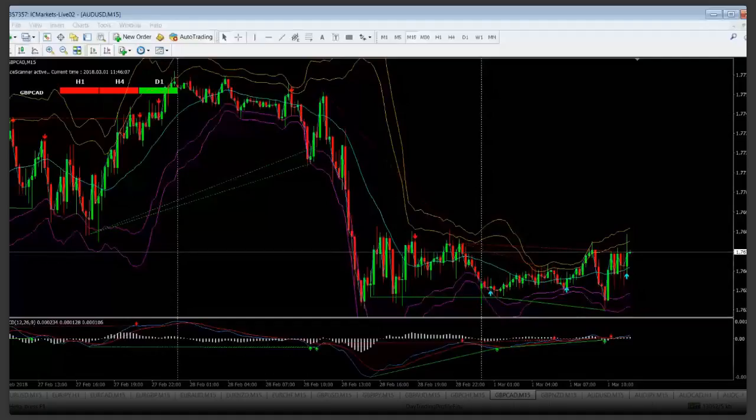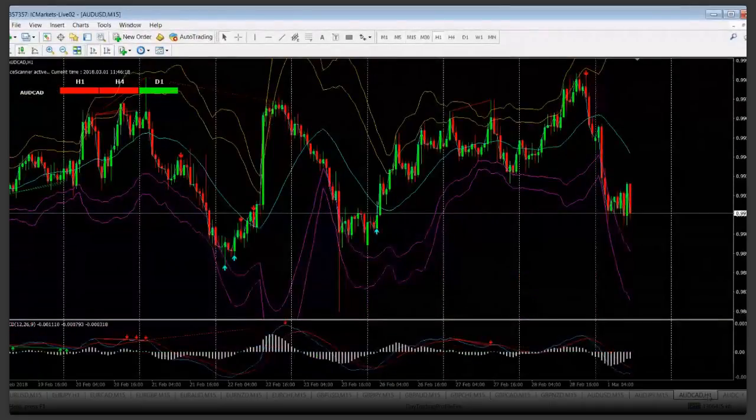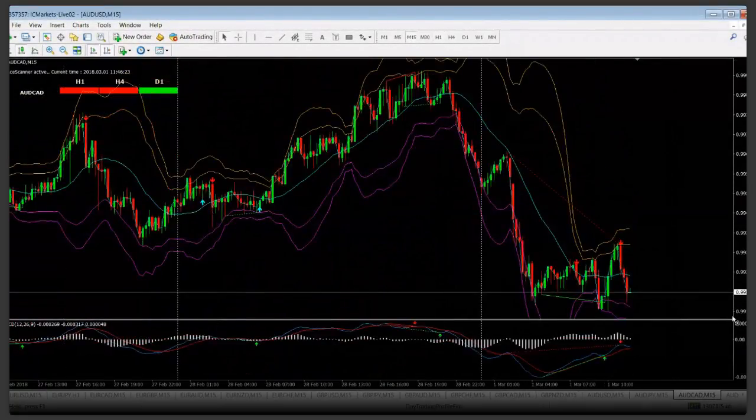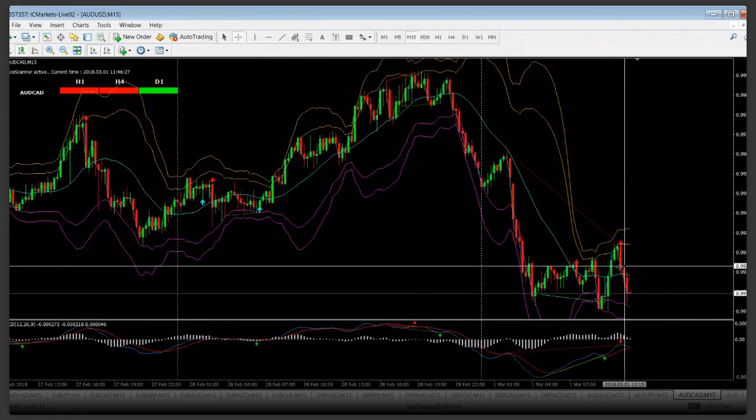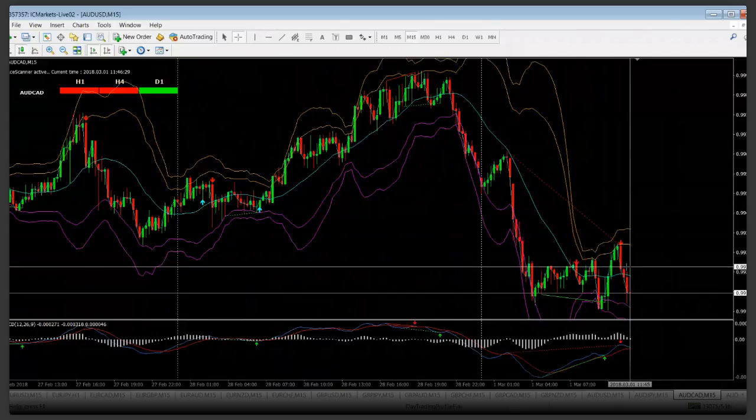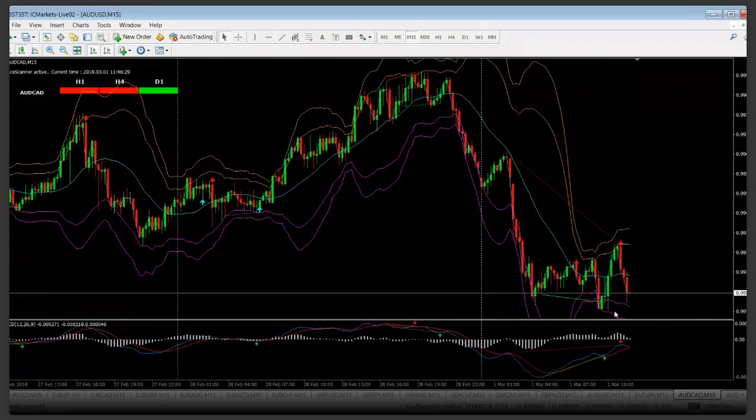So far today we've banked just 10 pips on the Aussie CAD. Reason being, we got out down here, just 10 pips, a 15-minute chart signal, just low down here.